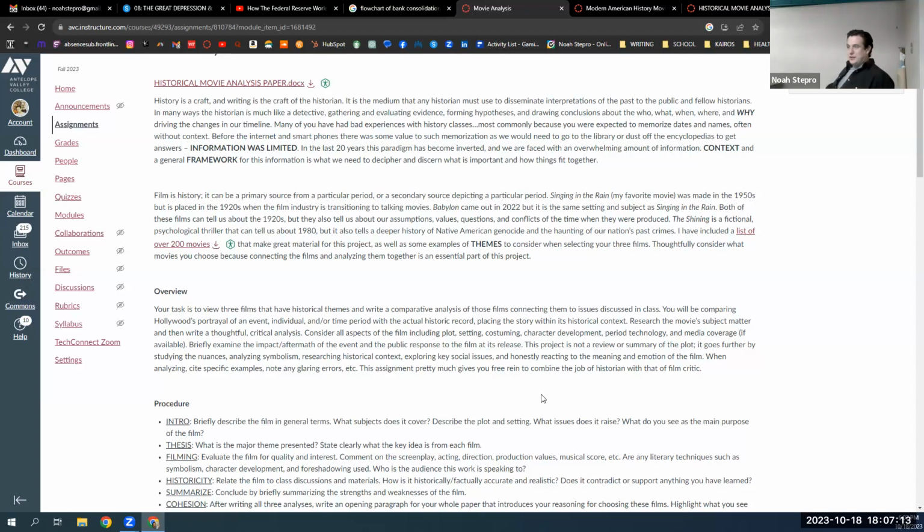So here, this is a paper, 7 to 8 pages is kind of the goal. Loosely, what you want to do is spend a couple of pages on each movie and have a solid page at the front and at the end of the project. So, picking 3 films that have to do with American history between 1865 and now.